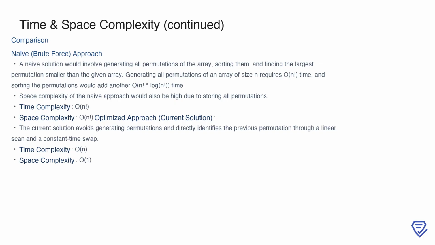In contrast, the optimized solution avoids generating permutations altogether. By directly identifying the previous permutation through a linear scan and a constant time swap, the current solution achieves a time complexity of O(n) and a space complexity of O(1), making it vastly more efficient than the naive approach.